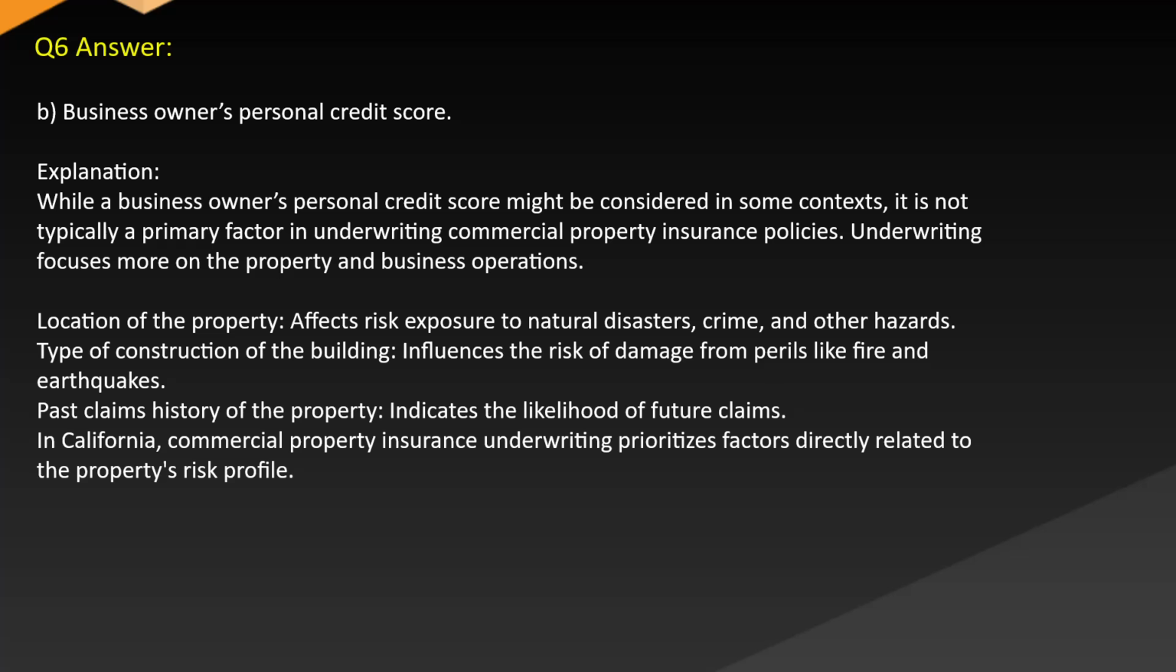Location of the property affects risk exposure to natural disasters, crime, and other hazards. Type of construction of the building influences the risk of damage from perils like fire and earthquakes. Past claims history of the property indicates the likelihood of future claims. In California, commercial property insurance underwriting prioritizes factors directly related to the property's risk profile.